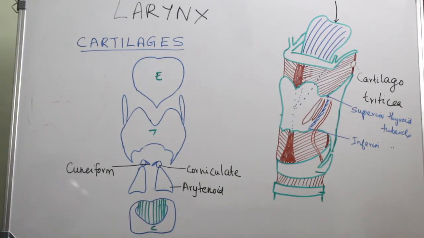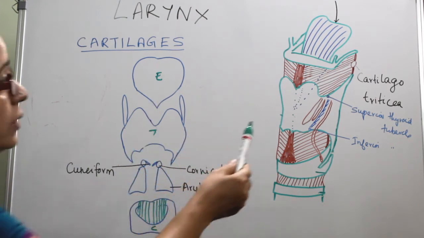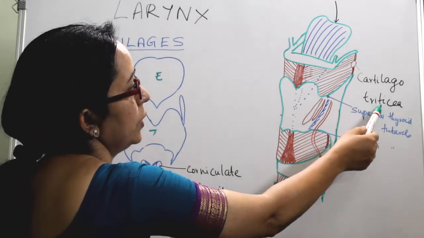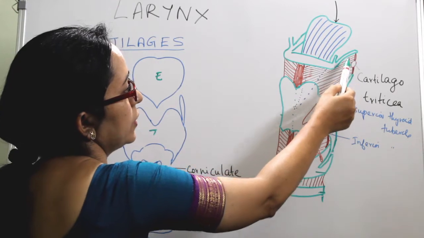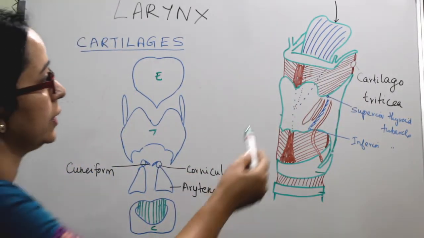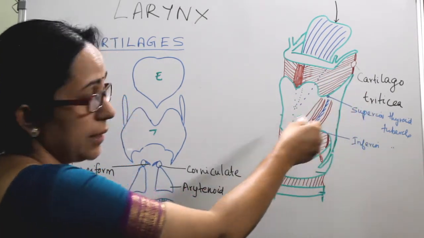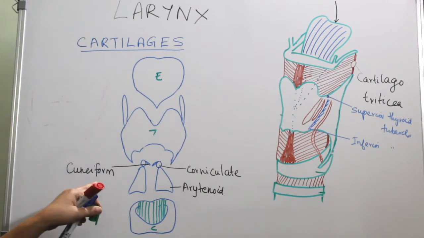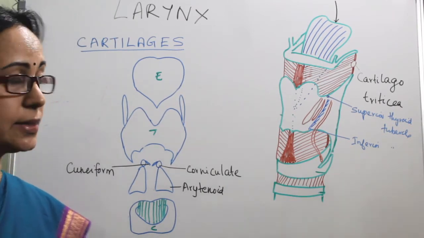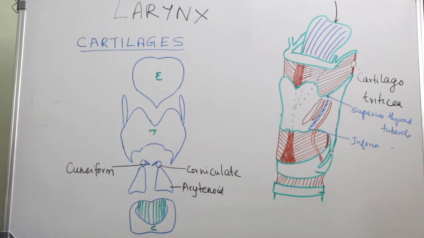So from this you can see which are the paired ones. Paired ones are arytenoid, corniculate and cuneiform, and also another cartilage, the cartilago triticea, which lies on the lateral thyrohyoid ligament; that is also paired. Okay. So there are 4 paired cartilages and 3 unpaired. Epiglottis, thyroid and cricoid are unpaired.